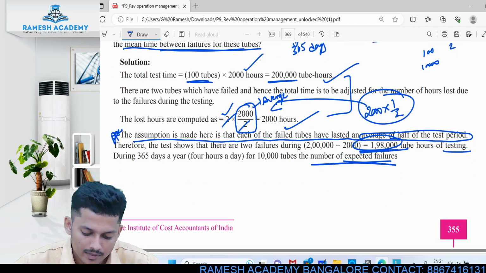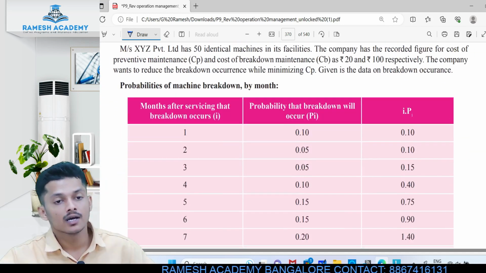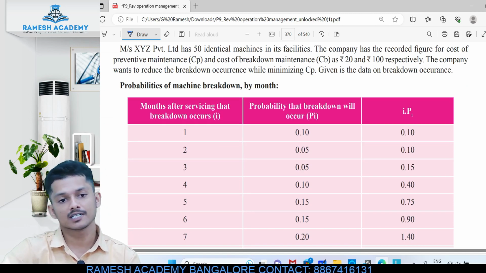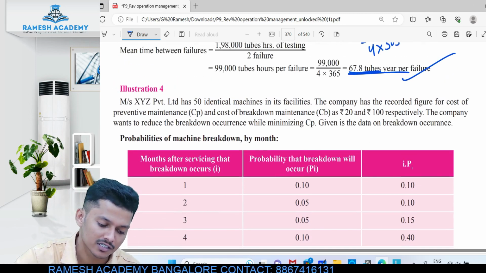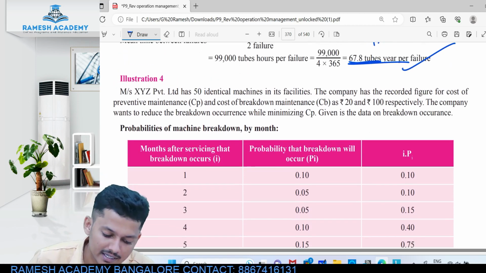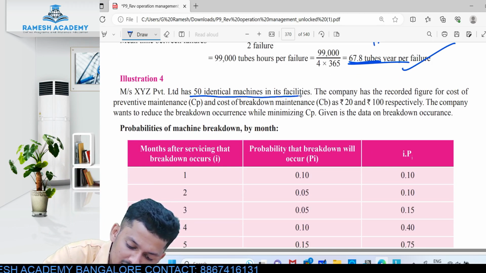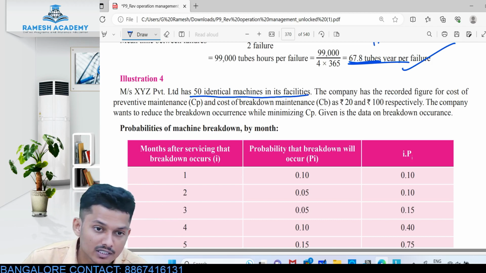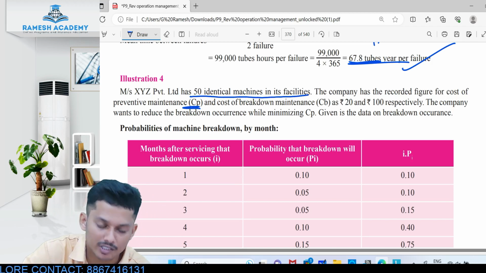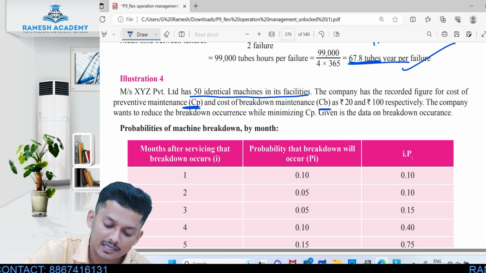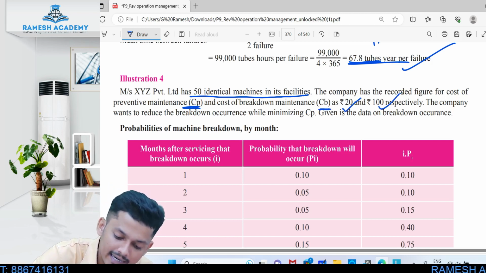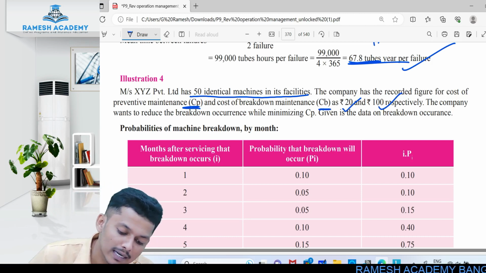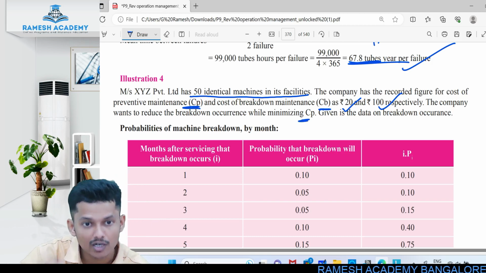Okay, next, the fourth question. It's very important and a very interesting sum. This type of question is what will basically be framed in exams. So Miss XYZ Private Limited has 50 identical machines in its facilities. The company has the recorded figure for cost of preventive maintenance, that is CP, and cost of breakdown is CB. That is 20 for preventive maintenance and 100 for breakdown. The company wants to reduce the breakdown occurrence while minimizing the cost of prevention.